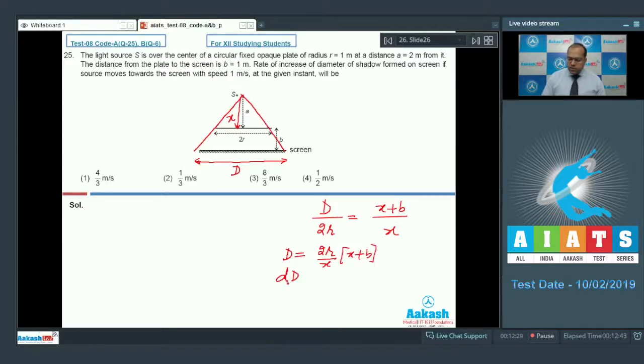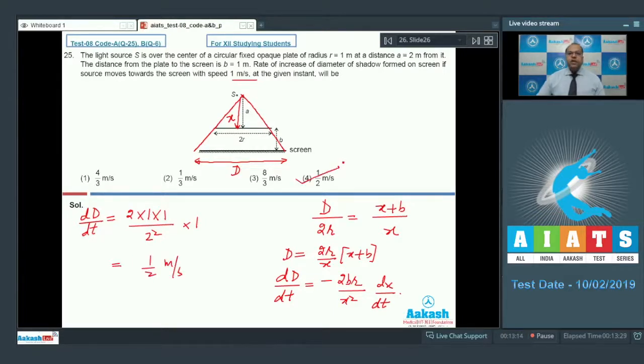So if I differentiate this, dD by dt comes out to be minus 2br upon x square into dx by dt. So I have to find out the rate of increase of diameter at an instant when x is equal to a. So if I substitute the data, dD by dt comes out to be 2 into b, that is 1, into r, 1, divided by x equal to a, that is 2 square, and dx by dt is given, that is 1 meter per second. So if I solve this, it comes out to be half meter per second. So option 4 is the correct answer. Let's move to question number 26.